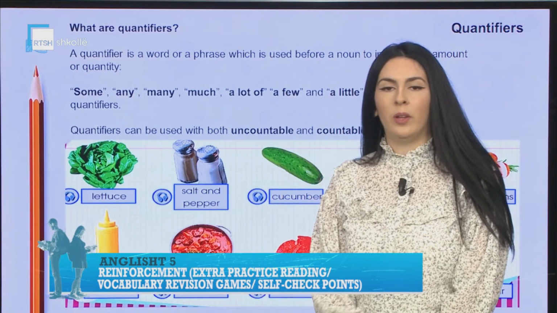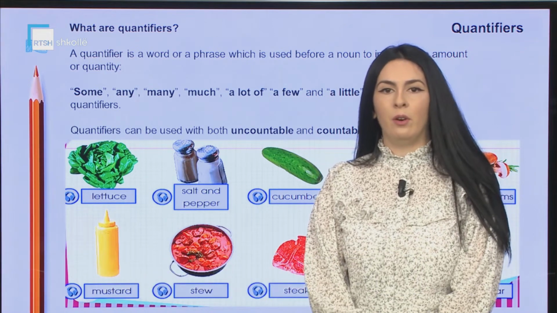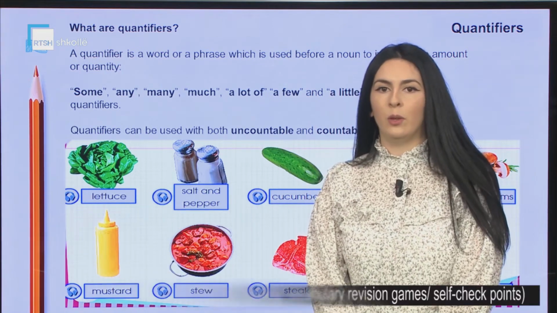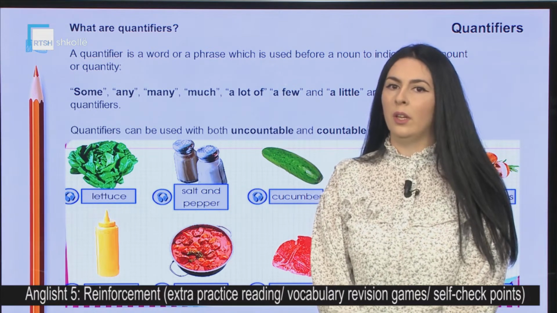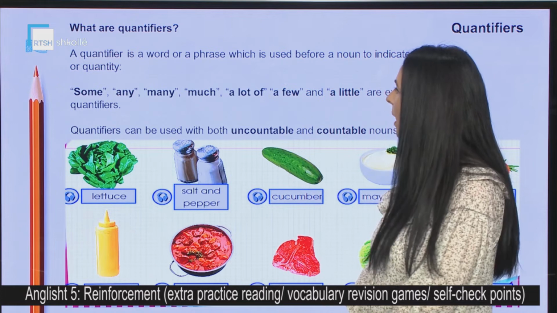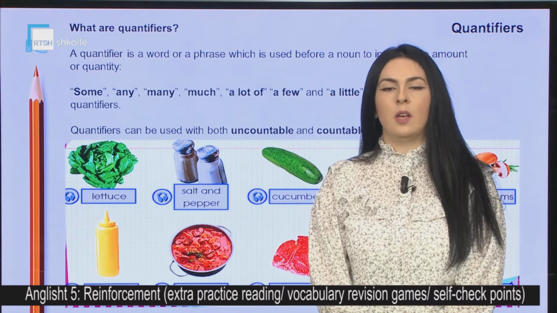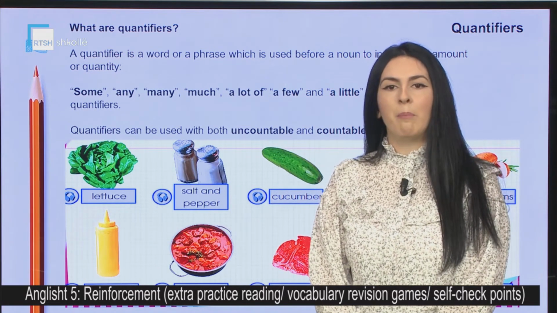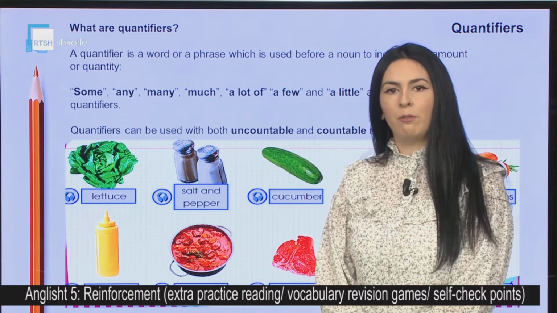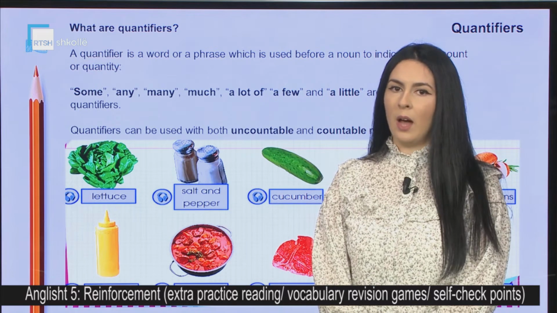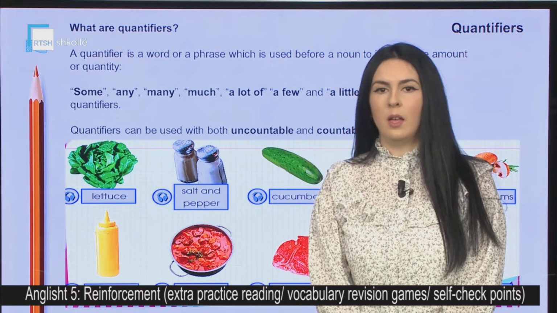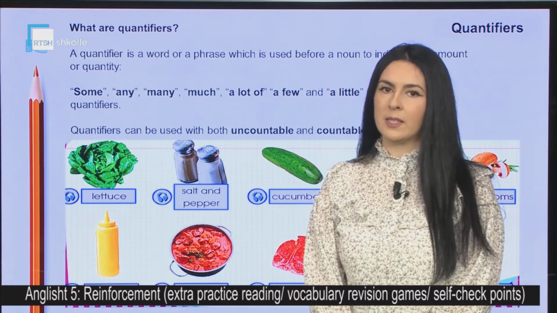So, what are quantifiers? A quantifier is a word or a phrase that we place in front of the noun in order to talk about the quantity of the noun or the amount. The quantifiers are some, any, much, many, a lot of, a few and a little. And they can be used with both countable and uncountable nouns. However, there is a difference.